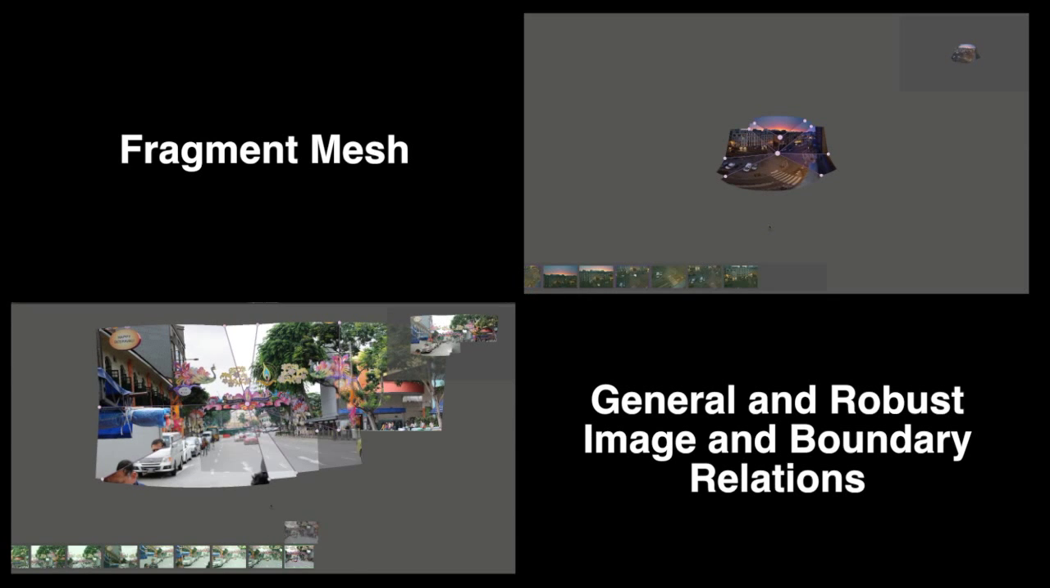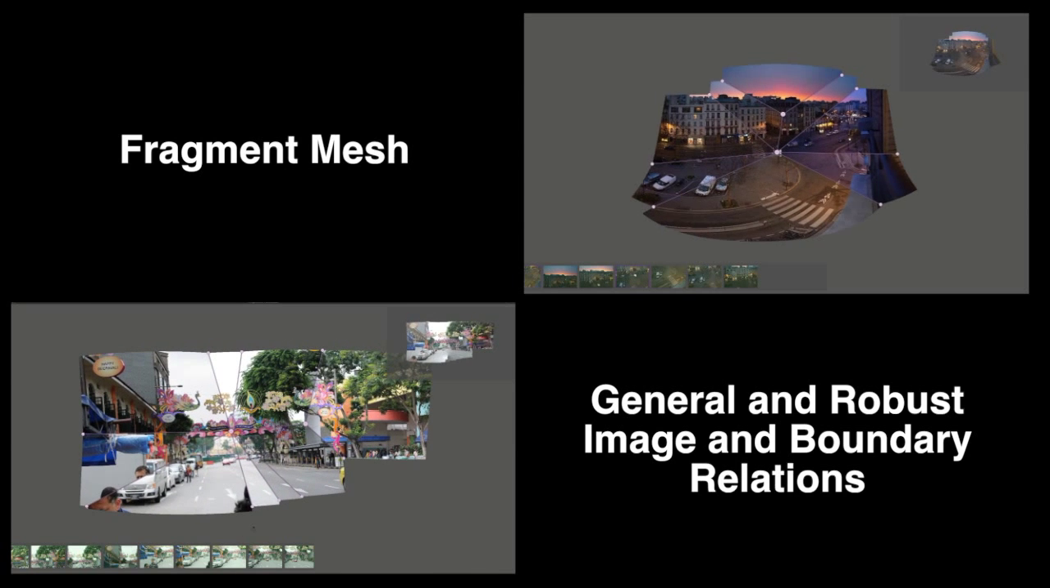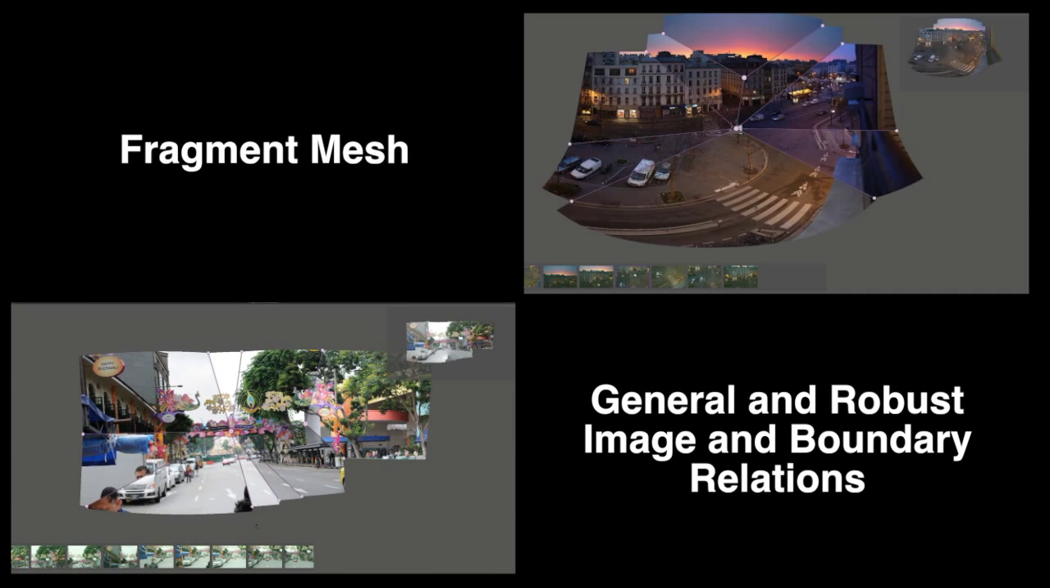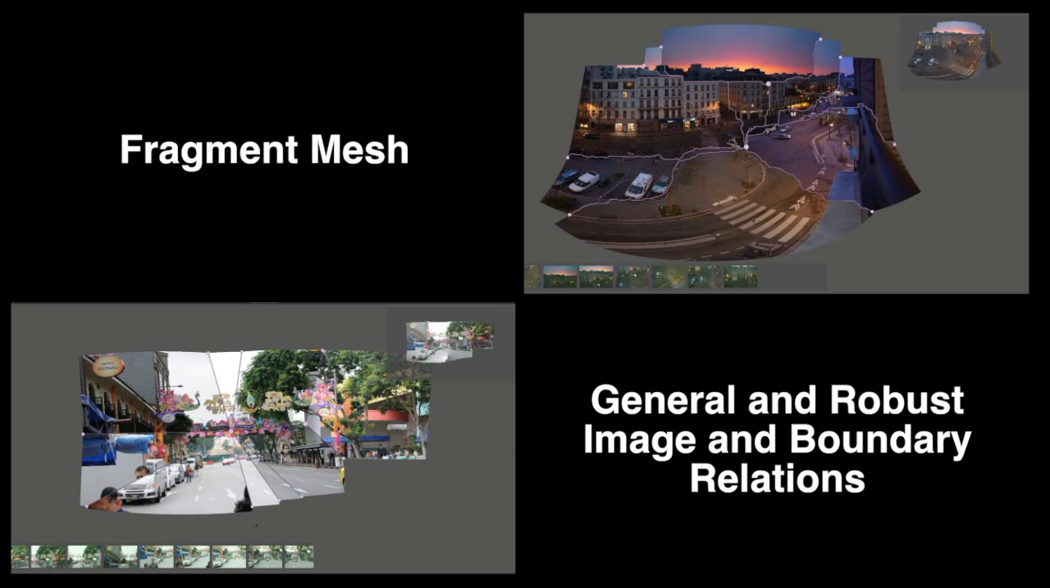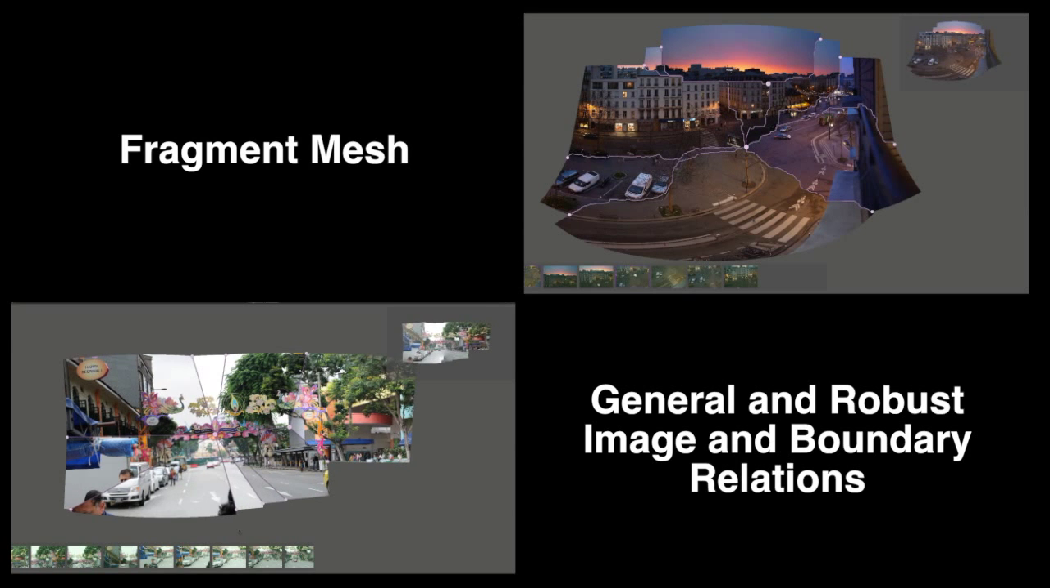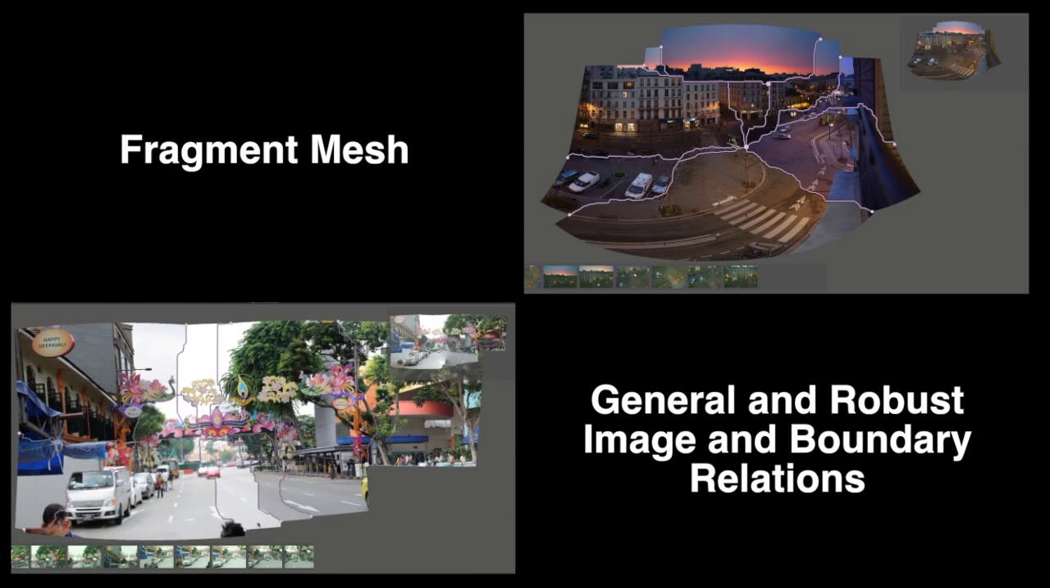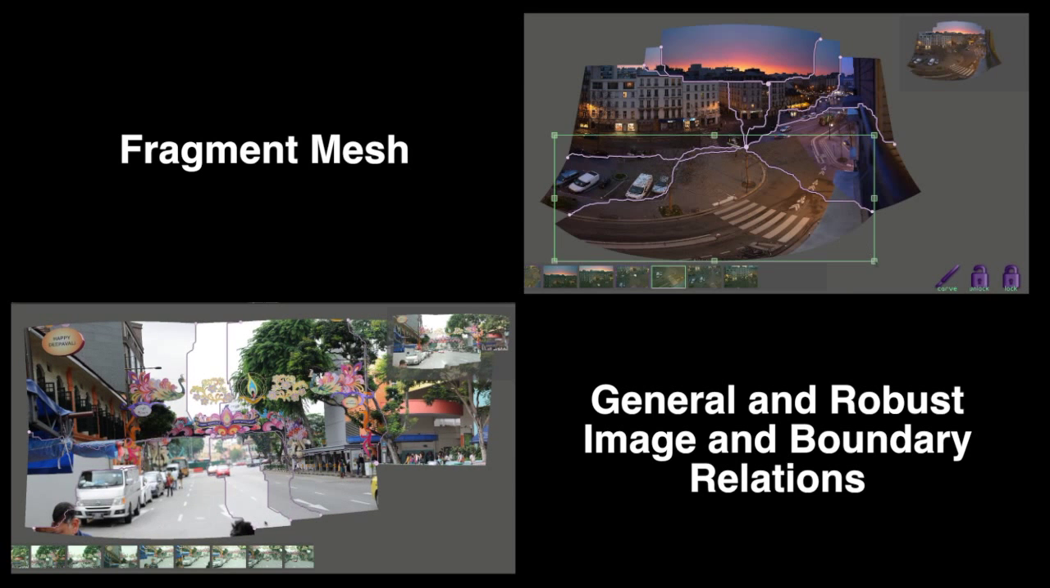Finally, work on encoding the image and boundary relations in panoramas has assumptions about the structure of the data and therefore has too many failure cases for our target, unconstrained user experience. In this work, we introduce the general fragment mesh which handles dynamic and arbitrary image arrangements.